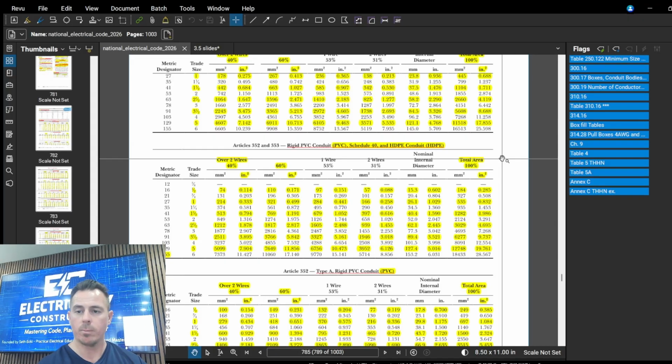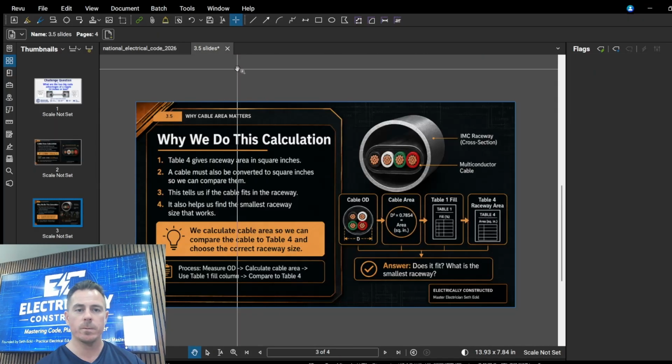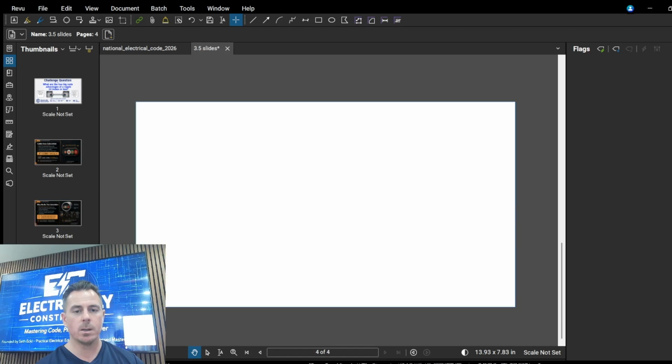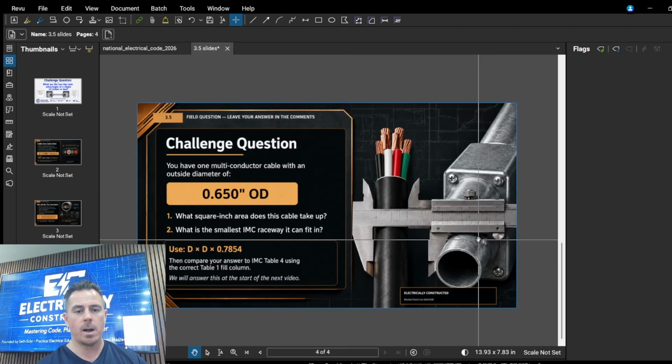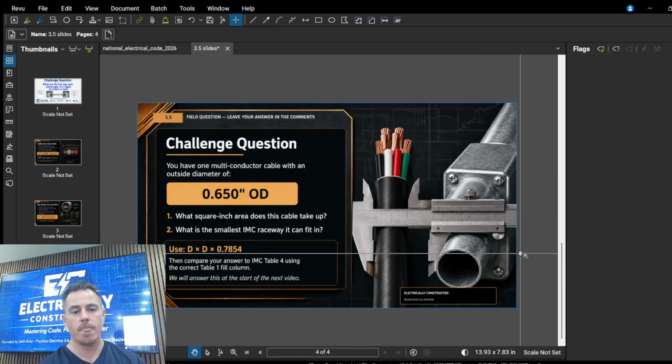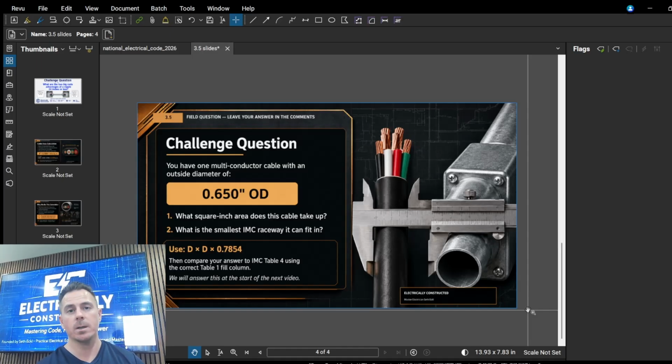Okay, hopefully you got that right. If not, not a problem. I got one more challenge question for you guys before we go today. Here it is. What is the smallest IMC raceway that this multi-conductor cable can fit inside with a 0.650 outer diameter? All right, use the rules that you learned today, use the calculation you learned today, and drop your answer in the comments, and we'll go over it at the beginning of the next video.